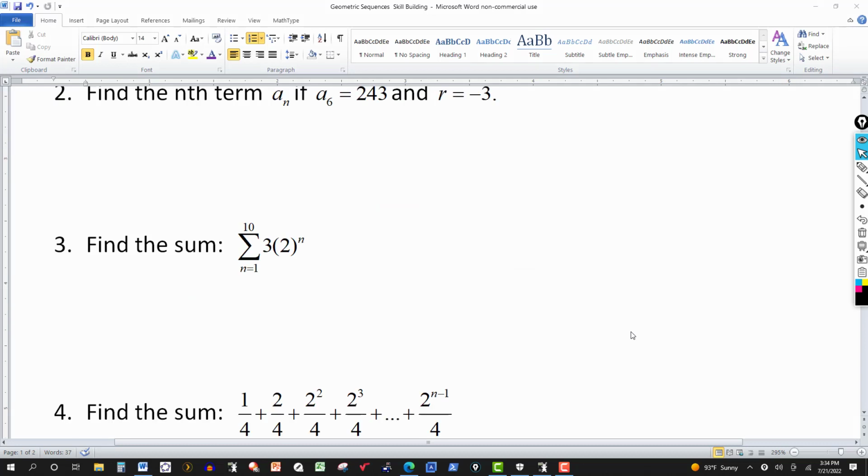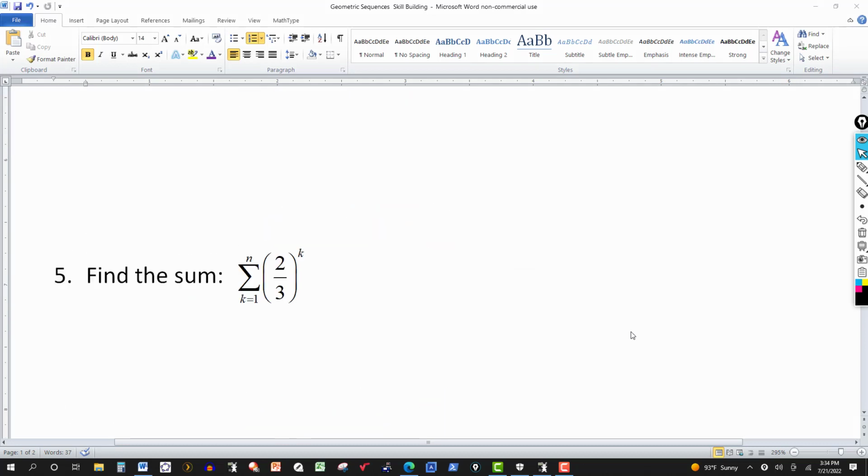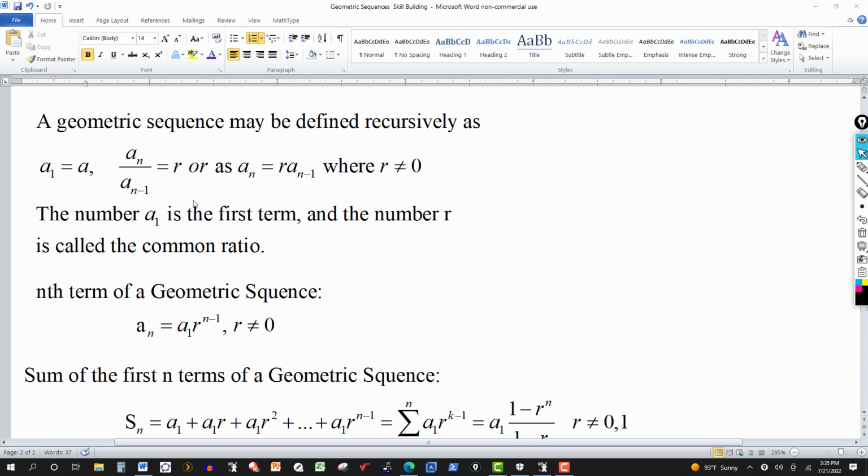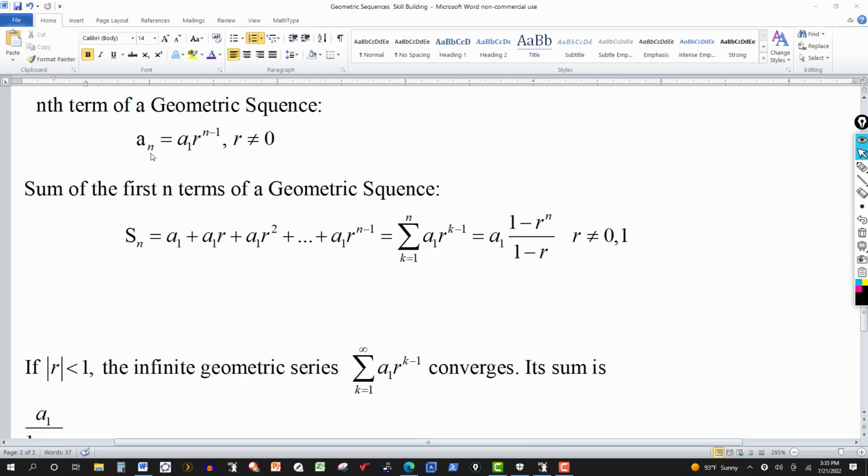Okay, let's look at these. I'm using some basic formulas here. There's the fifth one there. So we looked at these formulas earlier. Didn't really do much with them other than basic stuff with sequences. But you have the formula here for the nth term of a geometric sequence. a sub n is equal to a1, where a1 is the first term, multiplied by r to the n minus 1. r is the common ratio. That's what you're multiplying by to get the next term.